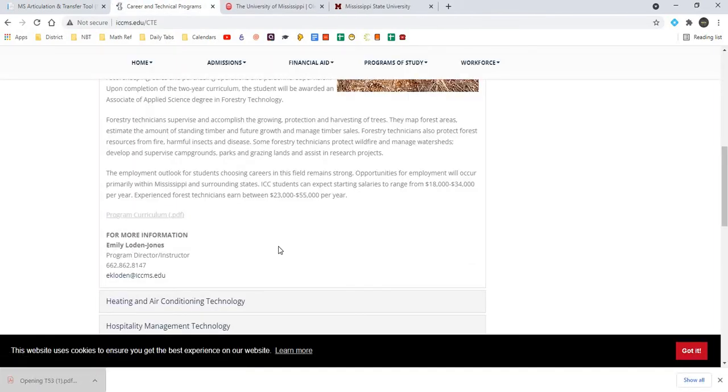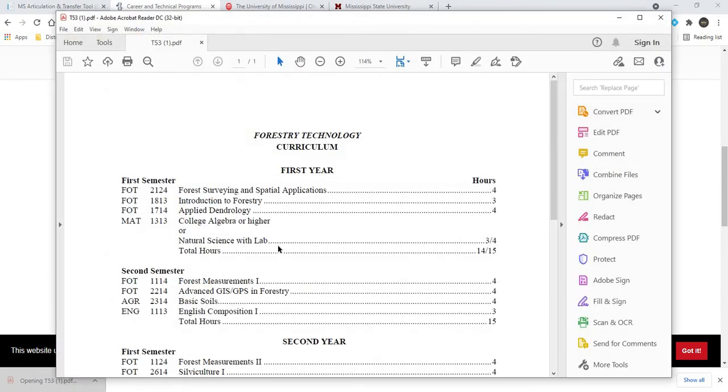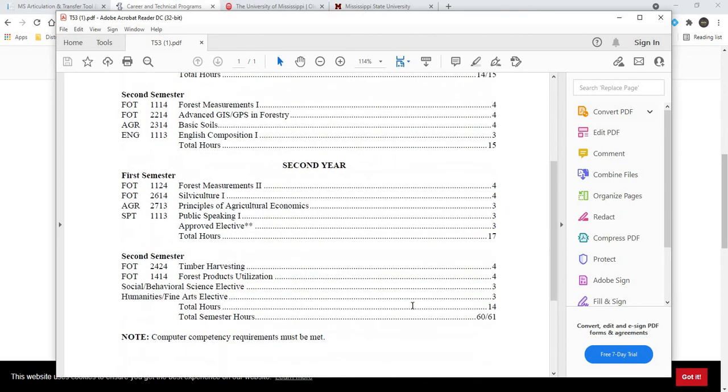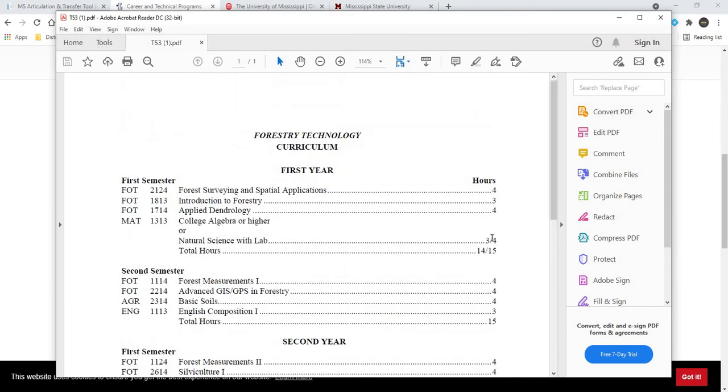program curriculum. Now, here is an interesting fact. With forestry, it tells you again 14 to 15 hours, 15, 17, 14. You have to be very careful when the hours are this low. A lot of scholarships and stuff require that you remain a full-time student, so this does not leave you any space to drop a class. So my question would be, is college algebra required for forestry technology?